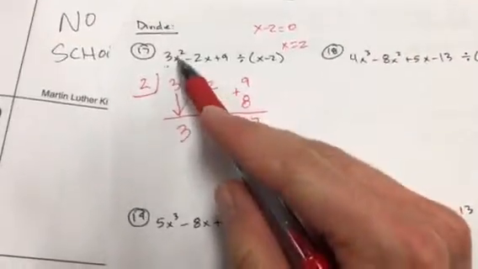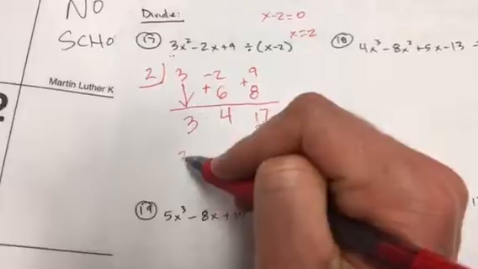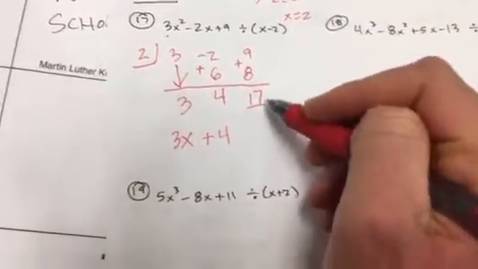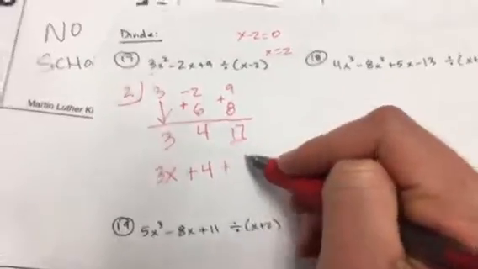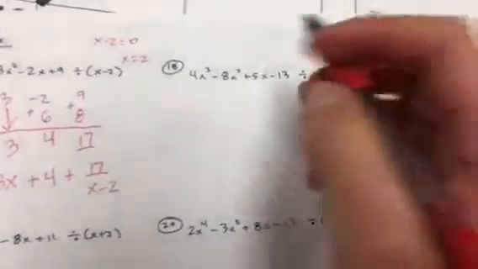You start with 3x squared, you're dividing by x, so your answer is going to have 1 power less. This is going to be 3x. After x comes the constant, that's a positive 4. This is your remainder, it's a positive. You write it as 17 over what you divided by. That would be your answer.